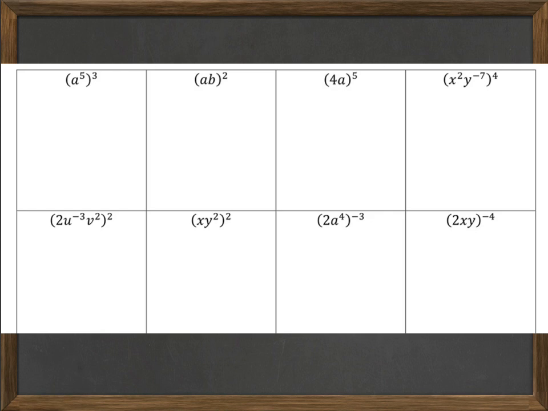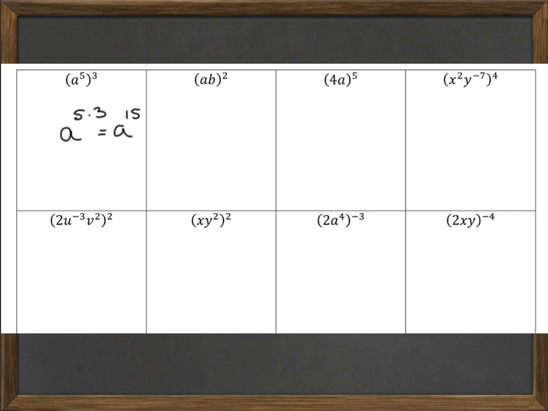Alright, so let's do some practice examples. Again, this is a good opportunity to pause the video, see if you get it right, unpause it, and check your work. Okay, so a to the fifth, then raised to the third power. Remember, we are applying the power rule because we have a power raised to another power. The power rule tells us to multiply exponents.